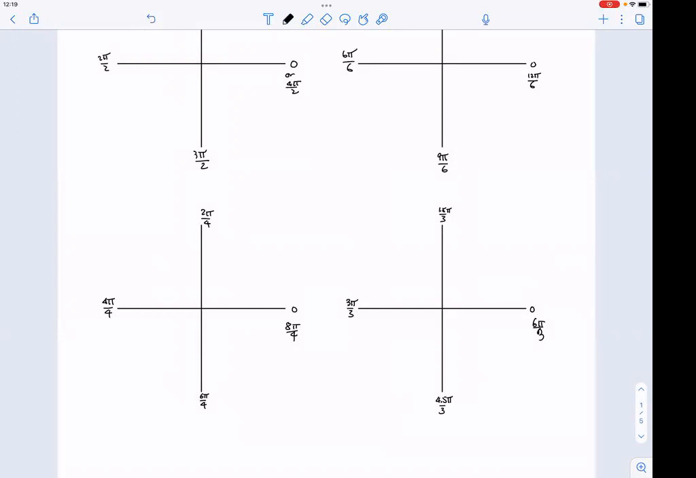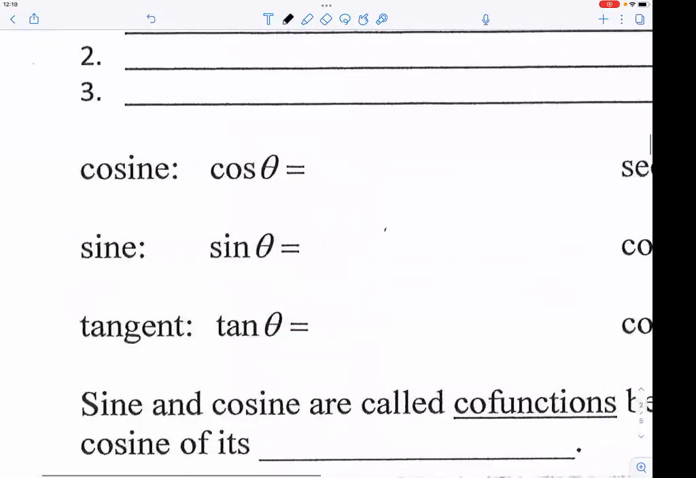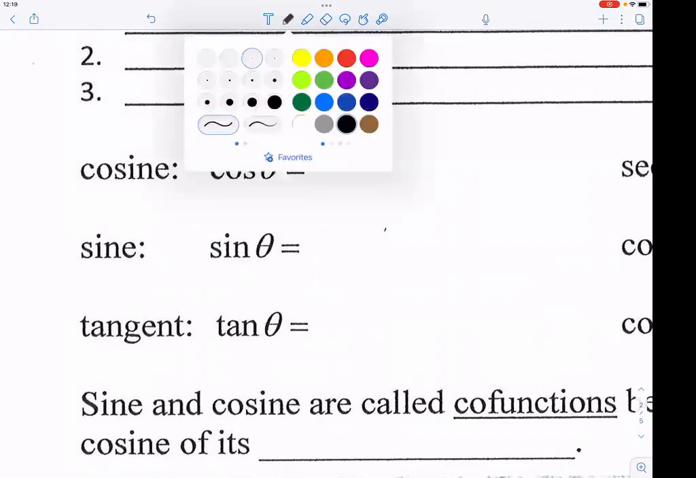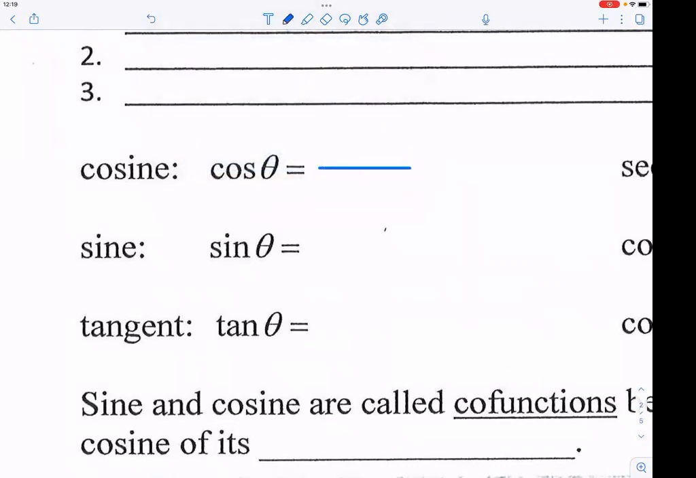Okay, all right. So now we have cosine, sine, tangent. Okay. Let's write down the ratio of these 3 trig functions. So cosine theta is adjacent over hypotenuse. Okay, you can finish the remaining. Sine theta is opposite over hypotenuse. And tangent theta, it's opposite over adjacent.